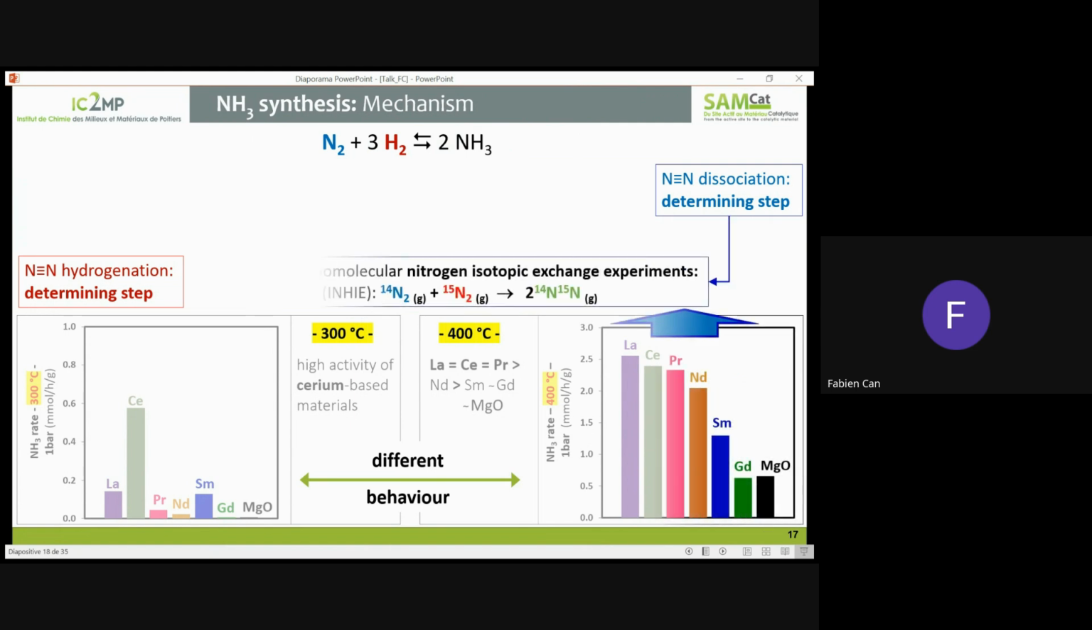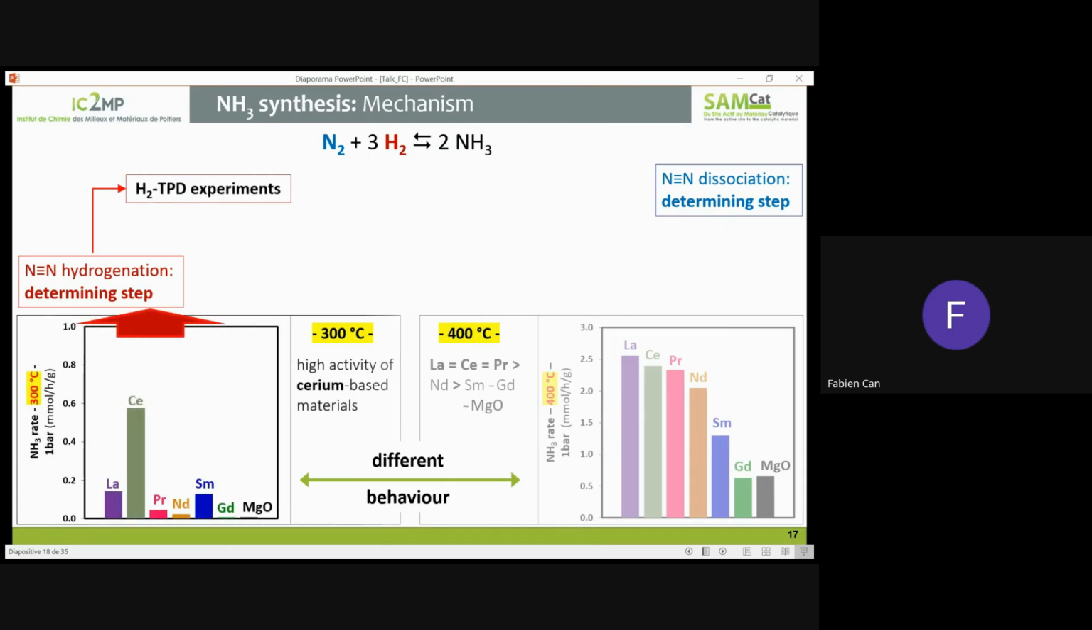And first, we will study the N2 dissociation on this kind of catalyst. To do that, we use homomolecular nitrogen isotopic exchange experiments. It means that you blend a similar amount of labeled N2, 14 and 15. And if you produce the corresponding N2 14-15, it means that you have the adsorption and the dissociation of the N2 compound and the recombination to the labeled N2 compounds. In the other case, we also study the hydrogenation step of this catalyst. To do that, we use the classic hydrogen temperature programmed desorption experiment.